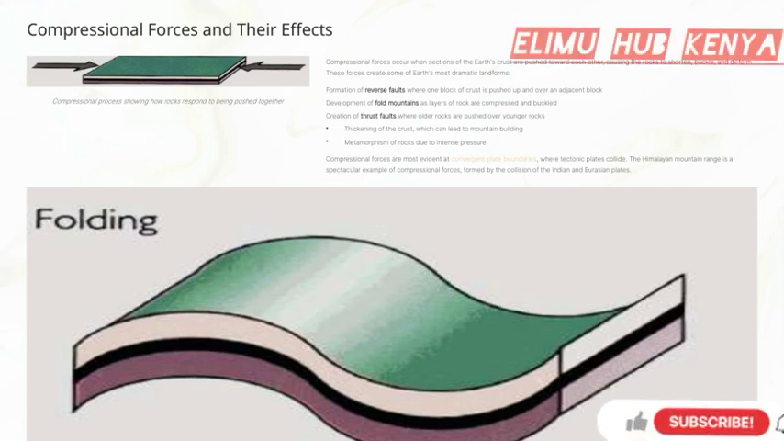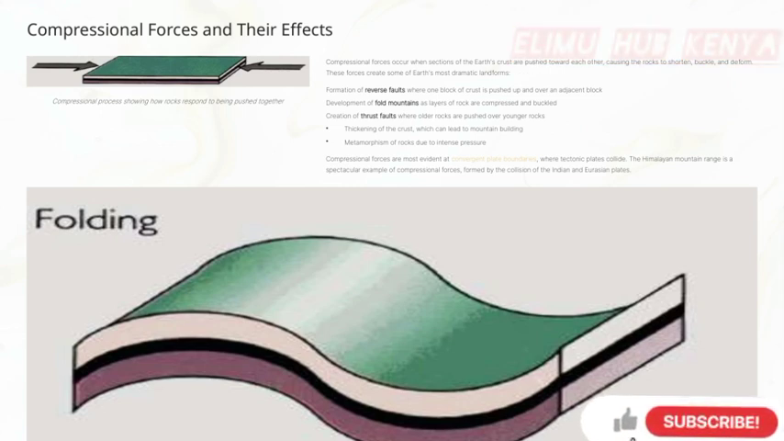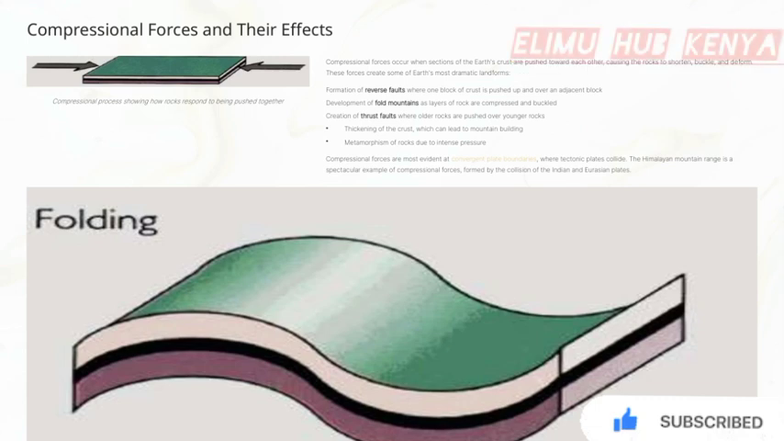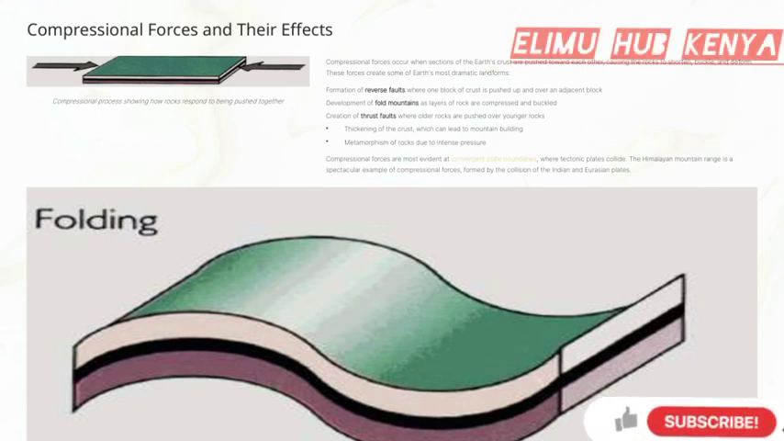A prime example is the Himalayan mountain range, which was formed by the collision of the Indian and Eurasian plates. This entire process highlights how powerful compressional forces are in shaping our planet's landscape, reinforcing the overall theme of tectonic forces driving geological change.